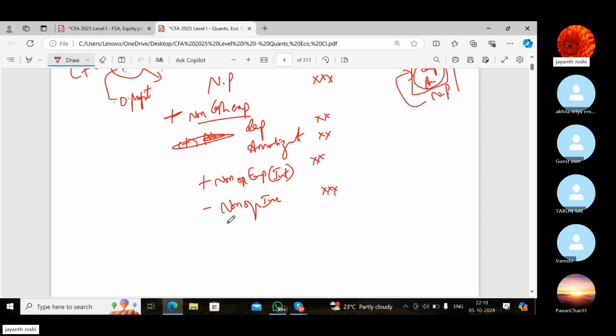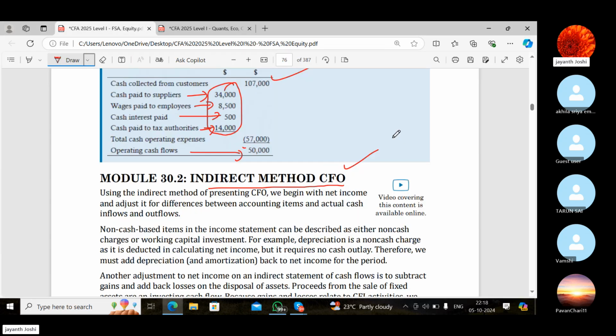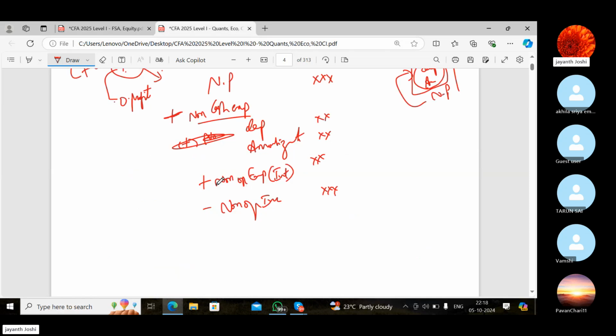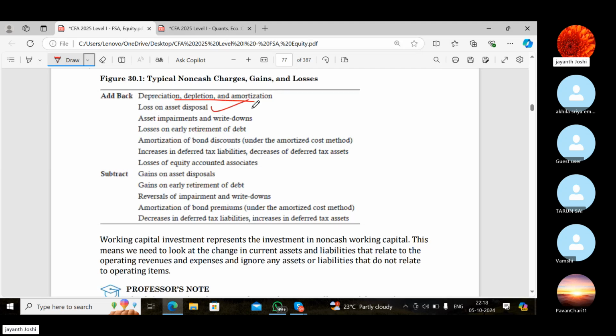And then what we need to do, yeah, let's see the format. Yeah, this is the format. That's it, nothing more than that. Yeah, so this is add depreciation, amortization. See, any non-operating nature expense. So these are the non-operating nature expenses: loss on asset disposal, asset impairments and write-downs, losses on early retirement of debt, amortization of bond discounts, increase in deferred tax liabilities, losses of equity accounted associates. All these are non-operating nature expenses.